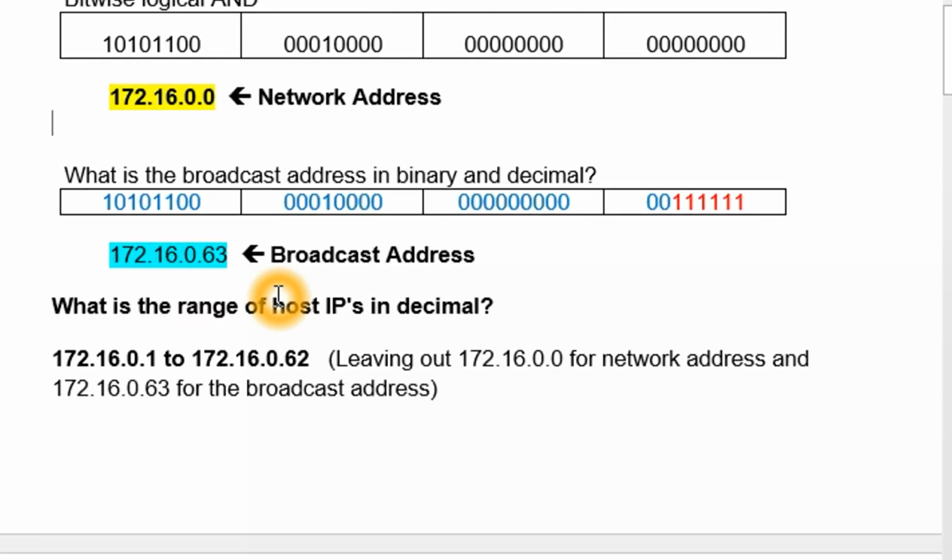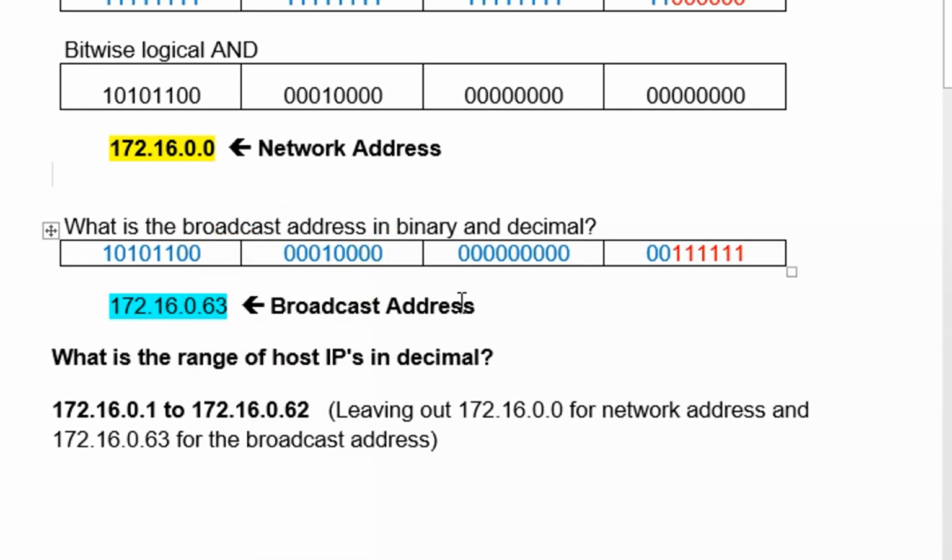Then the next one says: find out the broadcast address in binary and decimal. To calculate the broadcast address, all we have to do is leave the network address as it is. The ones in blue, the network bits, leave as they are, and just turn on all the host bits. That gives you the broadcast address. When you convert that to decimal, it's 172.16.0.63.